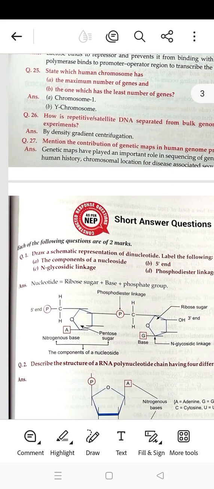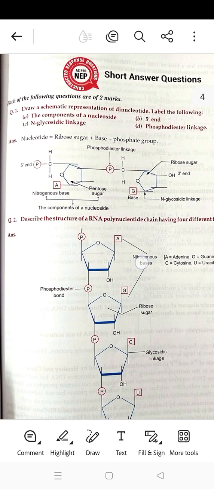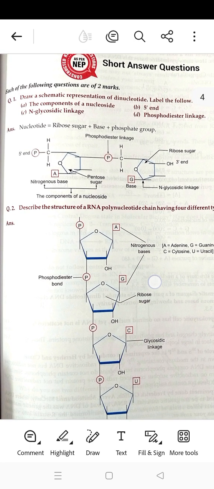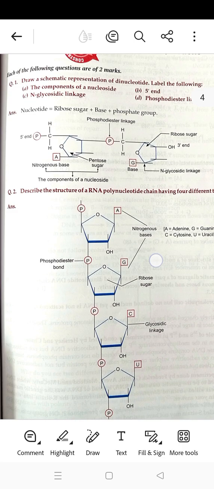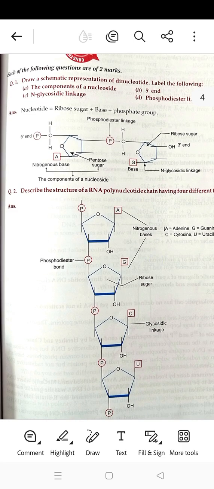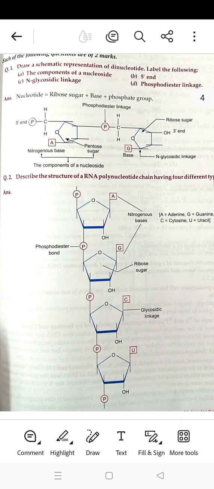Now I am going to discuss short answer questions. These questions carry 2 marks. So first question is: draw the schematic representation of a dinucleotide and label the following. A. The component of nucleoside. B. 5' end. C. N-glycosidic linkage. And D. Phosphodiester linkage. So this is a very simple question.